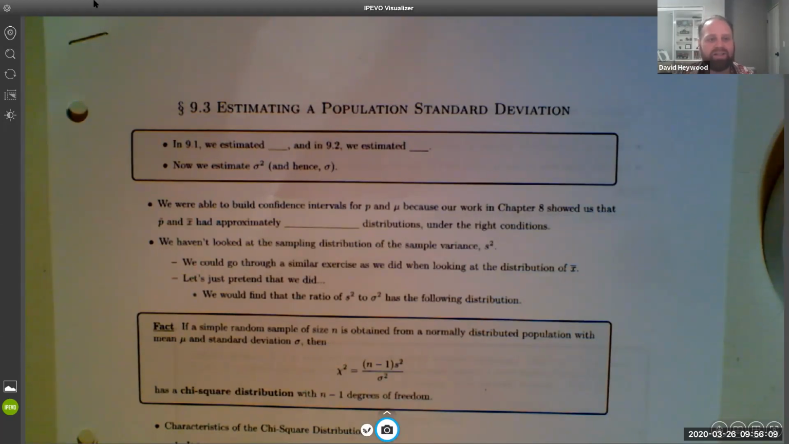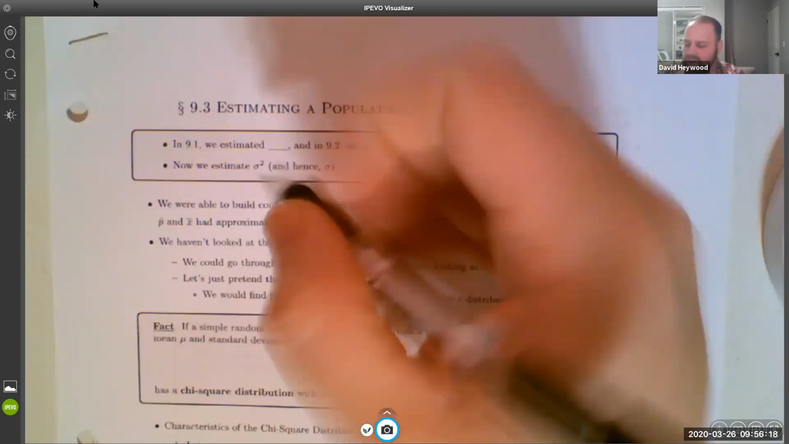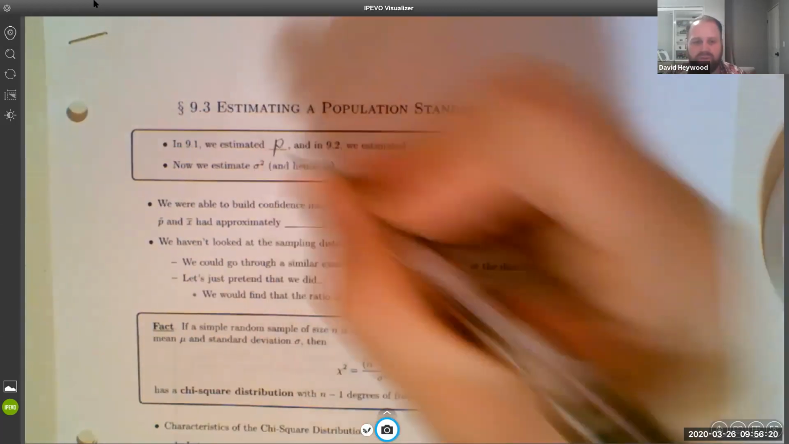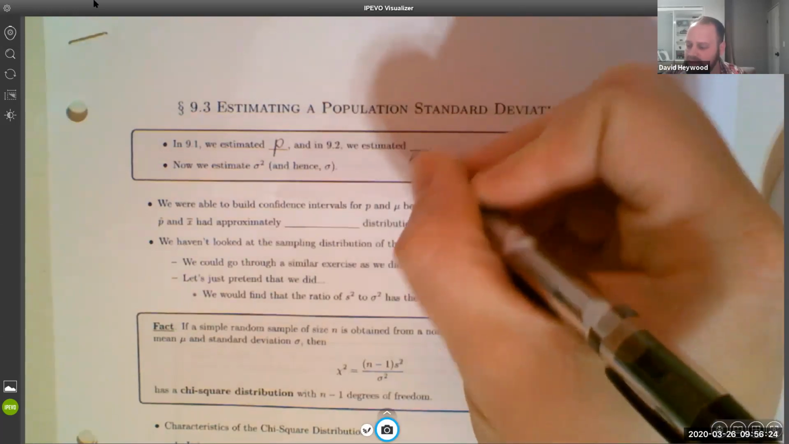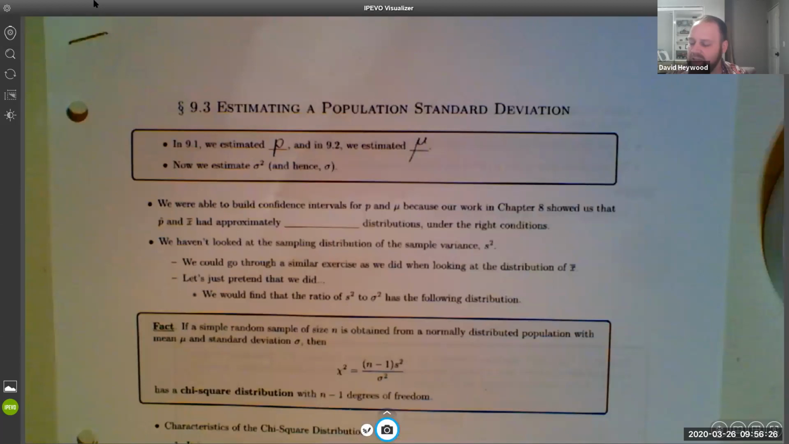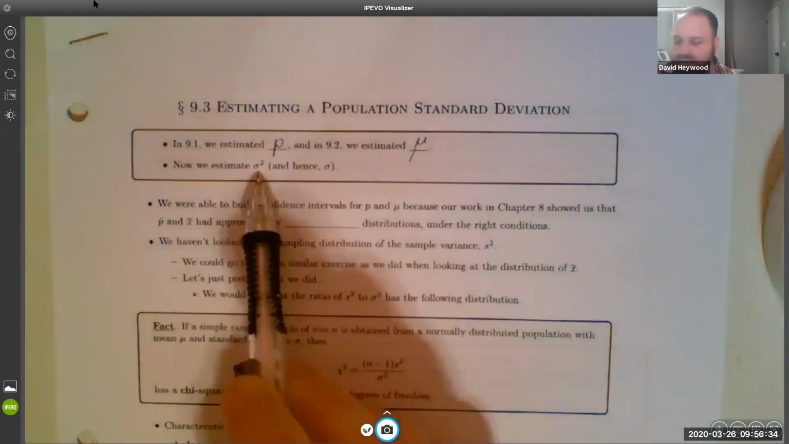So let's look at 9.3, which is about estimating the population standard deviation. Okay, so in 9.1 we estimated proportion p. In 9.2 we estimated the mean mu. And so now we're going to estimate the variance, right? We're going to estimate the variance sigma squared, and hence the standard deviation sigma.